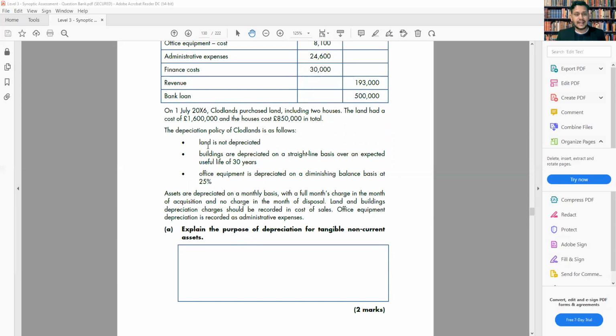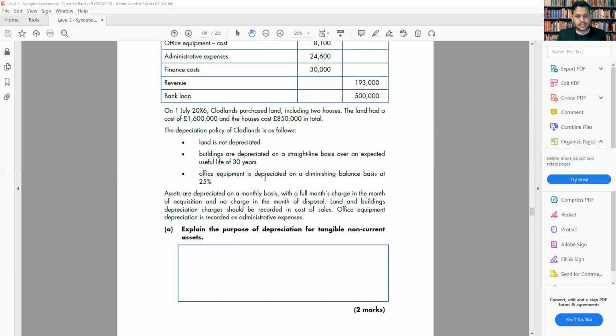Land is not depreciated, so we will not do that. Buildings are depreciated on a straight line basis over an expected useful life of 30 years. So for all the buildings we have to divide by 30 in order to find how much is the depreciation per year. It's very simple, in the straight line. Sometimes the question can ask you to find the diminishing value, so you should know how to calculate the depreciation. Both methods are important to know because in the exam you will have a combination of the two.